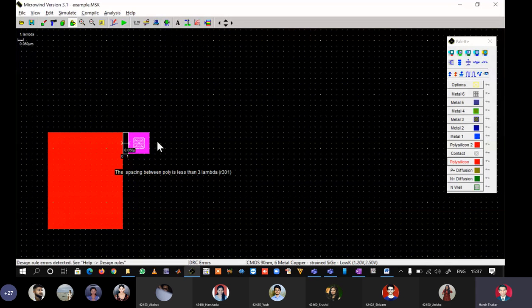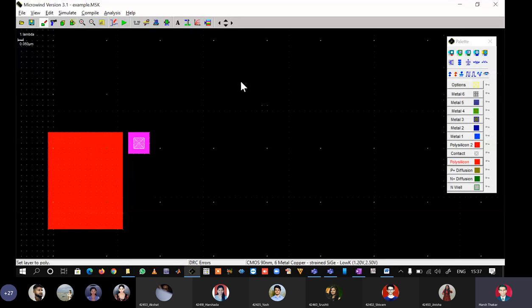Okay, you see here the spacing between poly is less than 3 lambda. So what I did is that I brought a polysilicon layer. I kept a width greater than 3 lambda and I brought a silicon. I brought a contact and we see here the distance between them is 50 nanometers, which is 1 lambda, and the spacing between poly is less than 3 lambda.